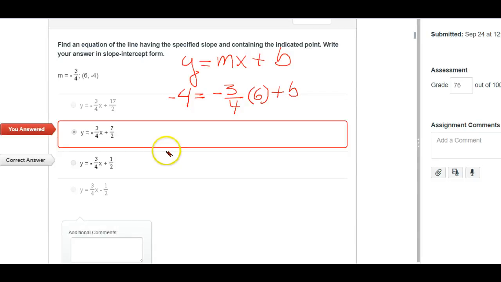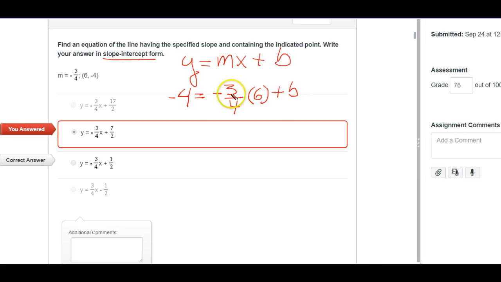Alright, what I'll do, since I had some time today, I'm going to go over the ones you had wrong. Here they're asking for a formula that's in slope-intercept form. That's what this one is right here. So it's saying our y is a -4. We're just substituting. Our slope, m, is a -3/4, and our x is a 6. We don't know what our b is.